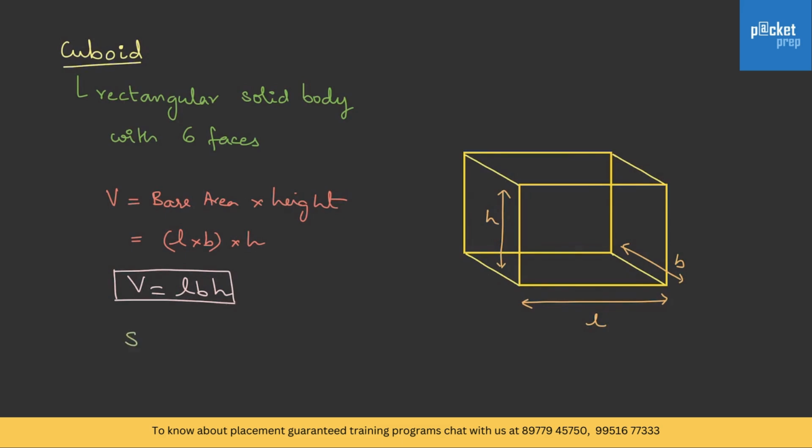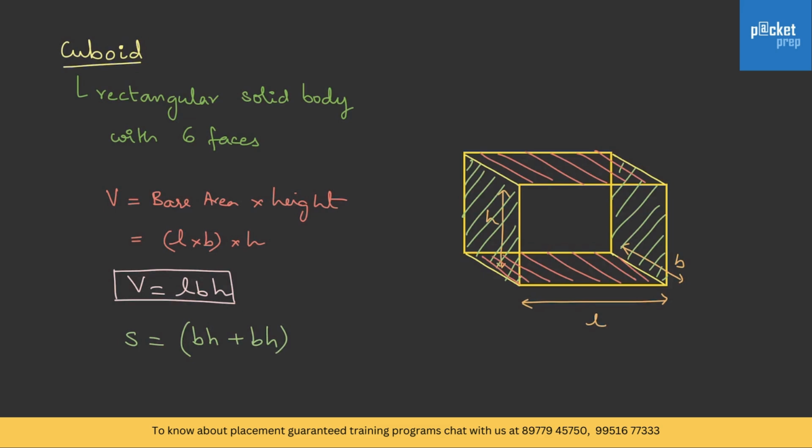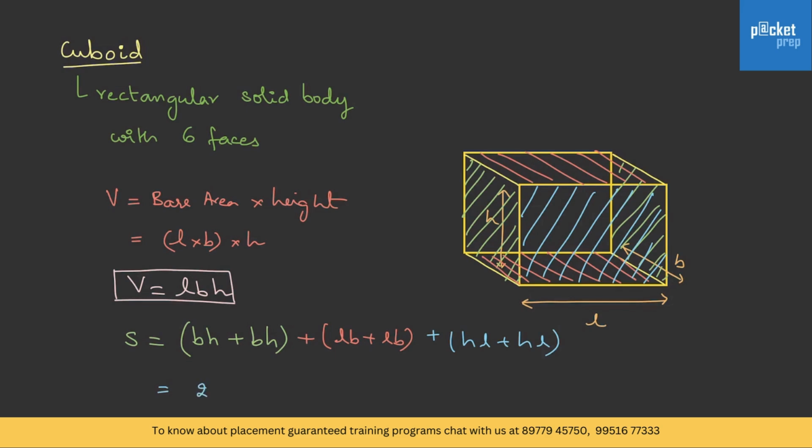Now coming to the surface area, we need to add all these side areas. So here you see this side is equal to the side which is BH plus BH. Then these two sides are equal, which is L into B. So LB plus LB. And finally, the front side is equal to the back side. That is HL plus HL. So together I can write 2 times of LB plus BH plus HL. This is the surface area of a cuboid. This much basic is enough. Let's quickly get into the question.